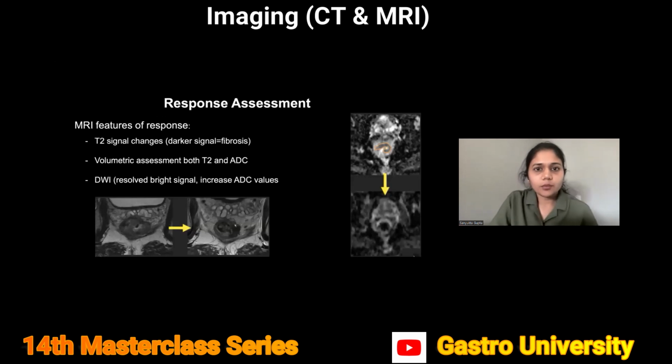I will just talk a little about the response assessment, which is gaining a very important role in MRI. So MRI features of response, how do they look like? The T2 signal changes, and it acquires a darker signal or fibrosis. So this was the tumor initially, and post NACT it assumes a darker, fibrotic signal that has taken over. Similarly, the diffusion intensity also decreases, and so we take a diffusion scan as well for the response assessment.